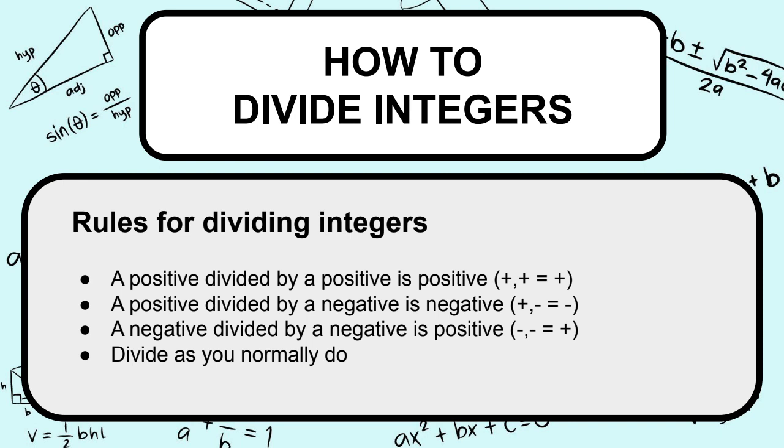The good news, though, is that for dividing integers, it's basically just three rules. The division itself doesn't actually change. You divide like you normally divide, but there's three rules that you have to keep in mind. So those three rules, you see them on your screen right now.